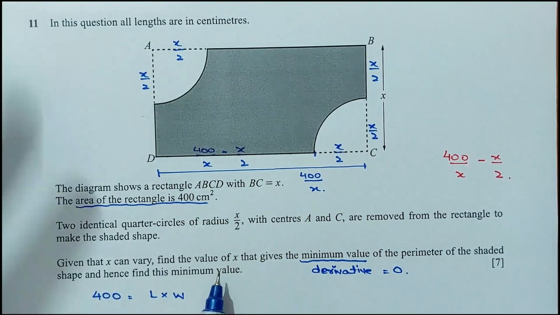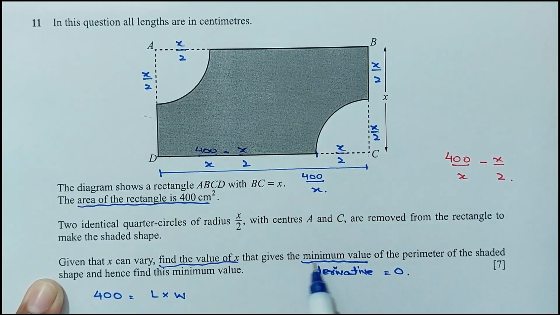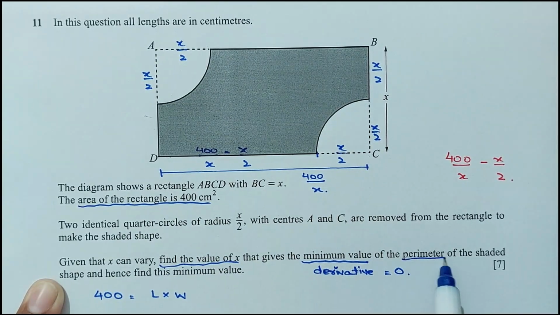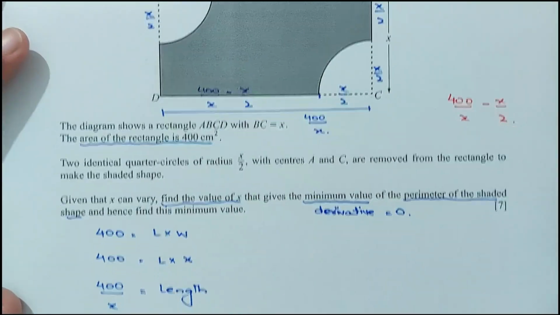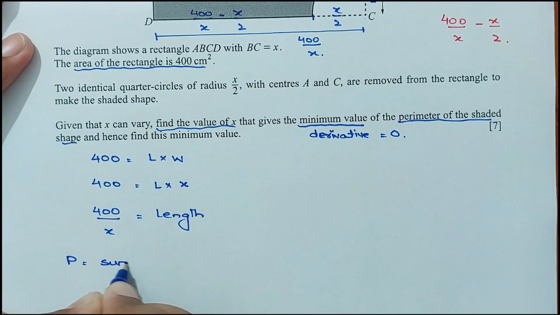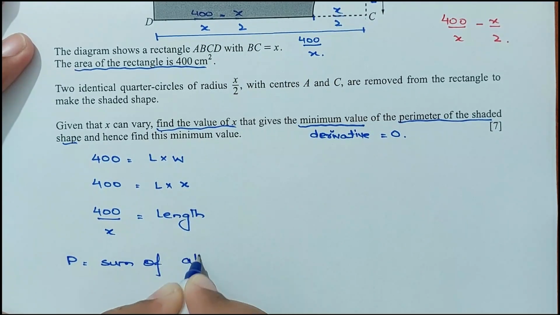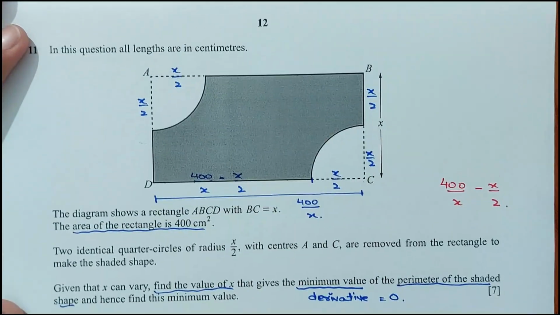All right, so the question says, given that x can vary, find the value of x. We have to find the value of x that gives the minimum value of parameter of the shaded shape. So first we have to find the parameter of the shaded shape. So what is a parameter? Parameter is sum of all sides. All right, sum of all sides of the shaded shape.